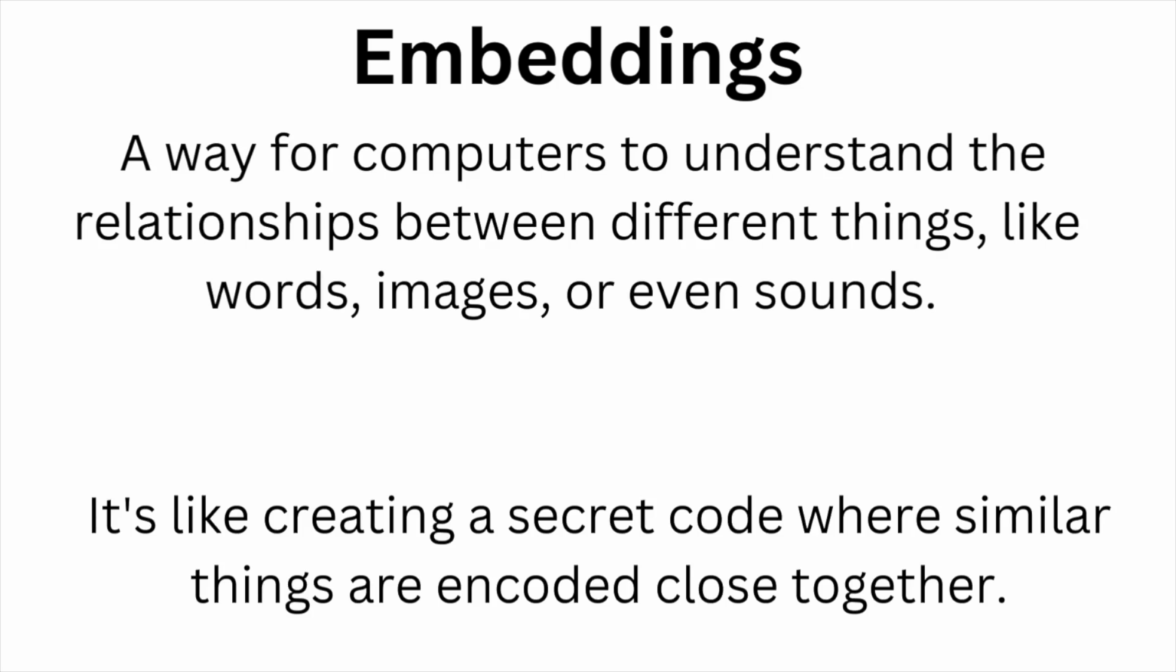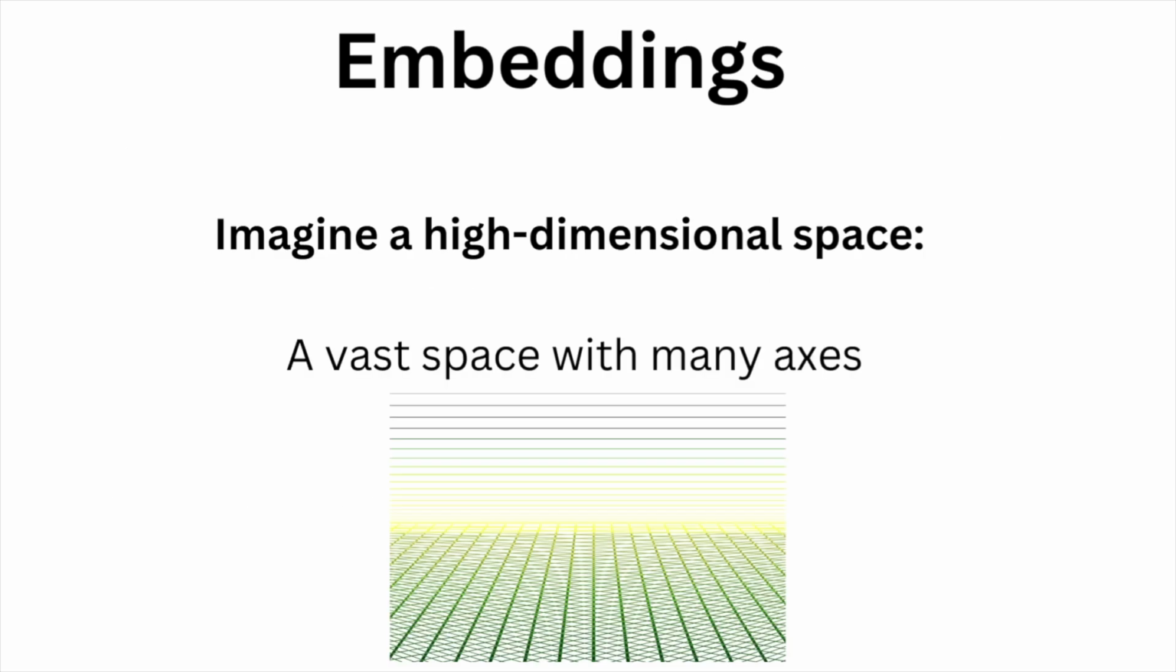In today's video, we are going to talk about embeddings and how you can generate them. So a quick intro: embeddings are a way for computers to understand the relationship between things like words, images, sounds, videos. Imagine a high dimensional space in which there are many axes, each representing a different feature of data. For words, this might include things like word definitions, part of speech, or how common the word is.